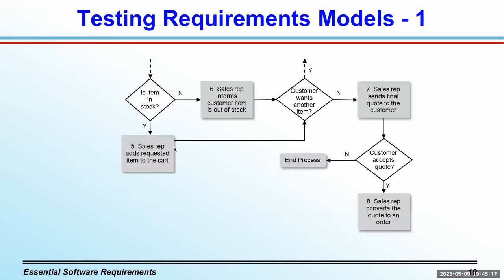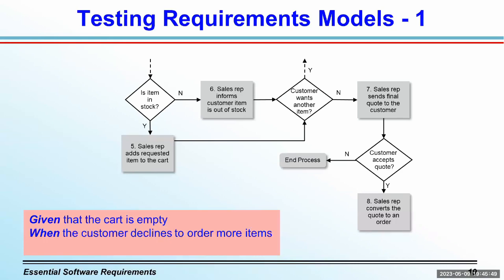Here's an example. This is a portion of a process flow diagram for a website that lets sales representatives enter orders for a customer who's on the phone. In one scenario, the customer's requested items are all out of stock. So we'll be following this path. It's in stock? No. Sorry, do you want something else? No. All right, well, we're all finished because everything's out of stock. So among many others, the tester has written this test: given that the cart is empty, when the customer declines to order more items, then the process terminates.